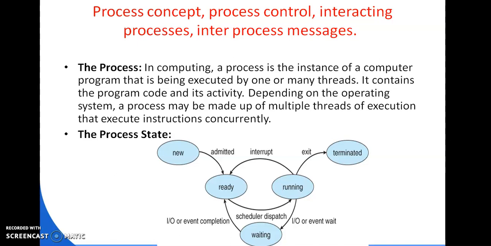Next, the ready state. Whenever a process is created, the operating system picks the new process from the secondary memory and puts it in the main memory. The processes which are ready for execution and reside in the main memory are called ready state processes. There can be many processes present in the ready state.